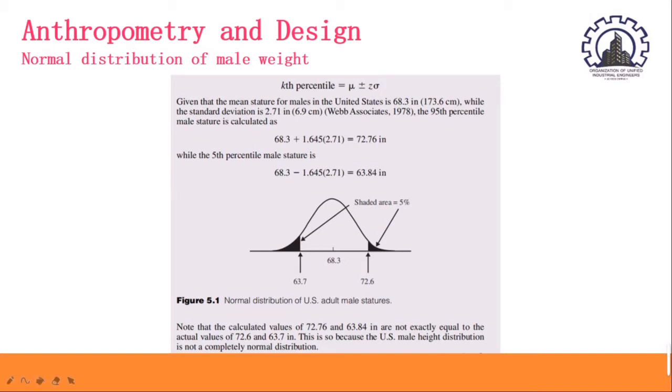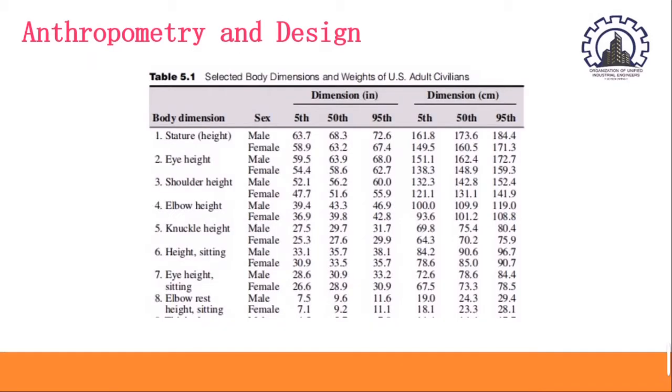68.3, which is our 50th percentile of the male stature, plus the 1.645 z score, or the z value, times 2.71, which is the given standard deviation. And it is equal to 72.76 inches, which is close to our table in the stature 95th percentile, which is 72.6.